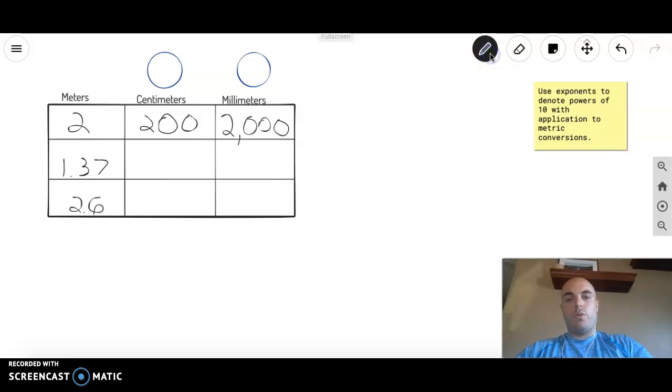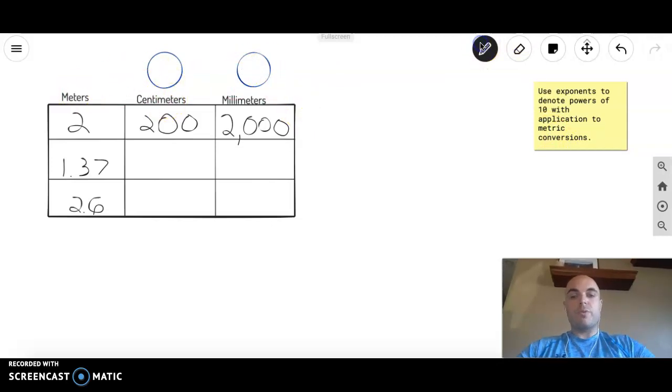So what we have here is a chart with meters, centimeters, and millimeters, and the conversion across with decimals, even here at the bottom, all things we learned in fourth grade. But the sprinkle of new we're doing on top, that we started yesterday as well, is using exponents. So today we're going to use exponents to denote, which means just to show, powers of 10 with application to metric conversions. And again, metrics being our meters, centimeters, and millimeters.